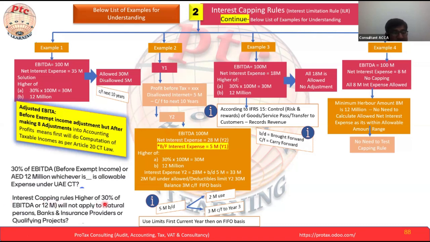Interest capping rule, higher of 30% of EBITDA or 12 million, will not apply to the natural person, bank, insurance provider for qualifying projects. Okay, you asked only about the bank and insurance. Now I am explaining the natural person also. So please note down the natural person, bank, insurance provider are the qualifying projects. We have already seen this previously. These are the 4 taxable persons where we will not apply the interest capping rule. Interest limitation rule we will not apply.